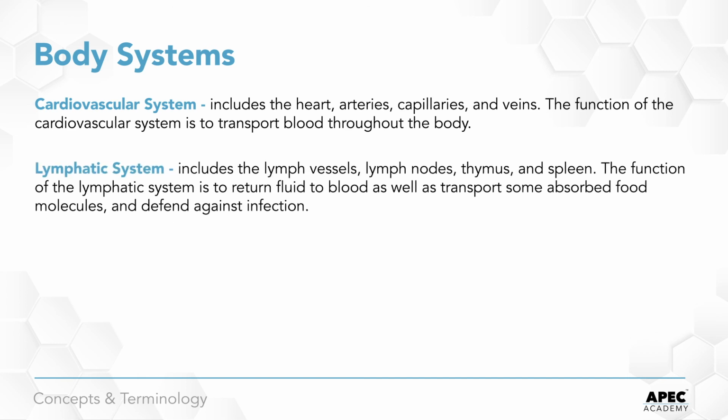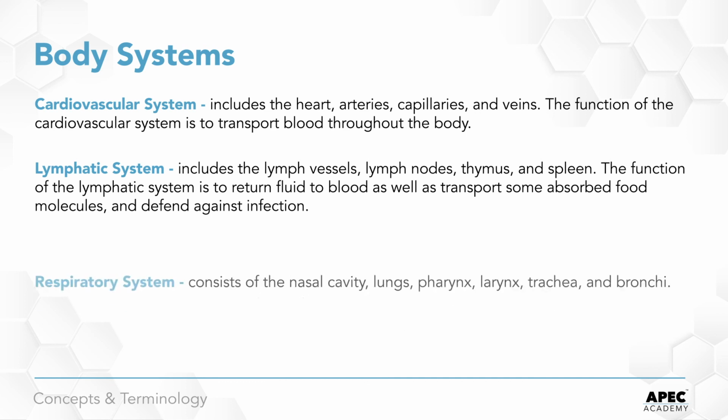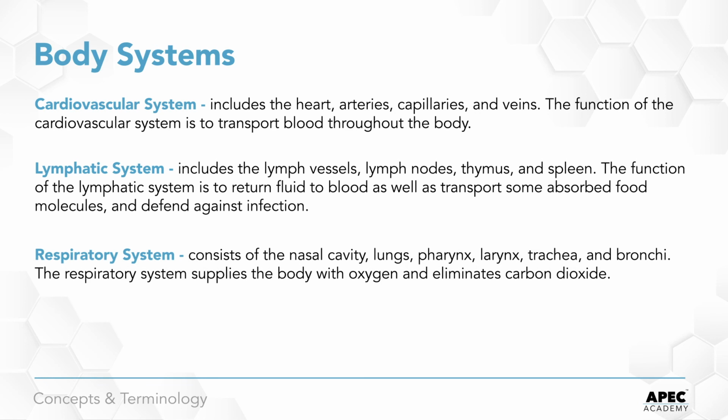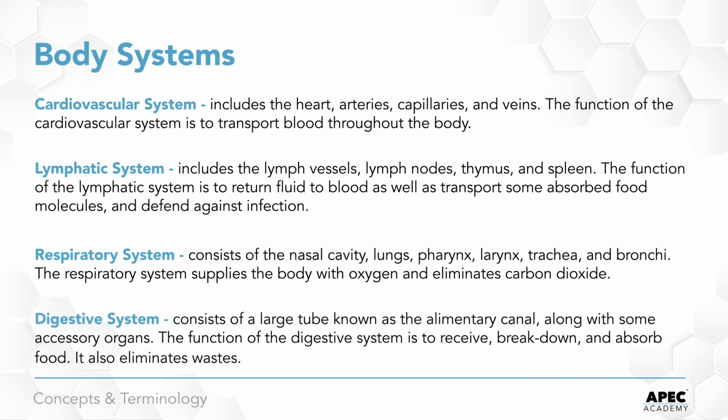The lymphatic system includes the lymph vessels, lymph nodes, thymus, and spleen. The function of the lymphatic system is to return fluid to blood, as well as transport some absorbed food molecules and defend against infection. The respiratory system consists of the nasal cavity, lungs, pharynx, larynx, trachea, and bronchi. The respiratory system supplies the body with oxygen and eliminates carbon dioxide. The digestive system consists of a large tube known as the alimentary canal, along with some accessory organs. The function of the digestive system is to receive, break down, and absorb food. It also eliminates wastes.